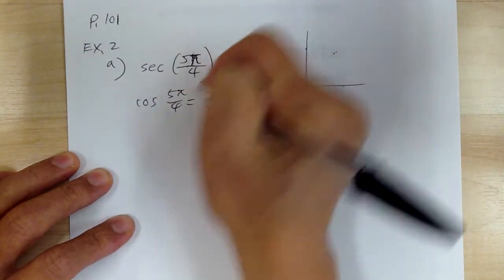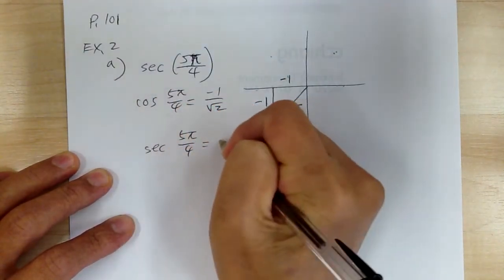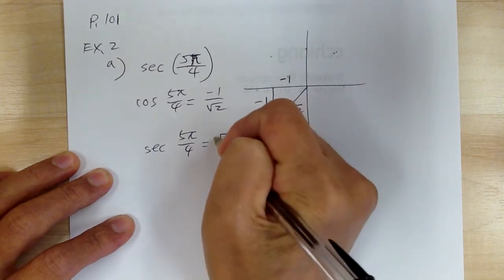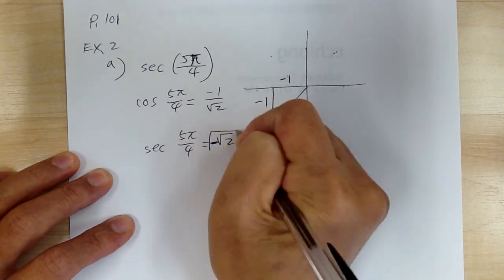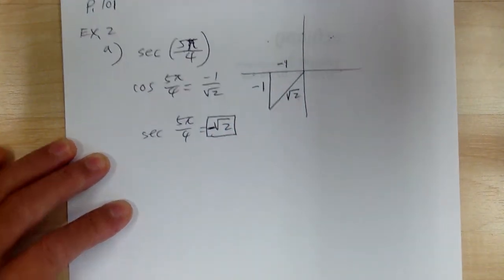Therefore, the secant of that will equal square root of 2 over negative 1. So it would be negative that. So it would be negative square root of 2. So that's how you need to do this kind of problem.